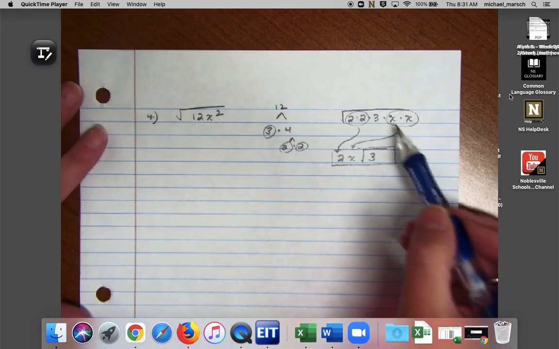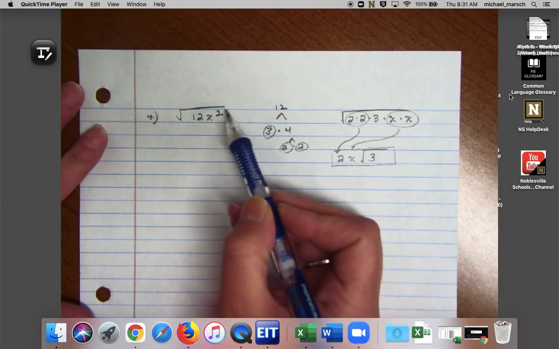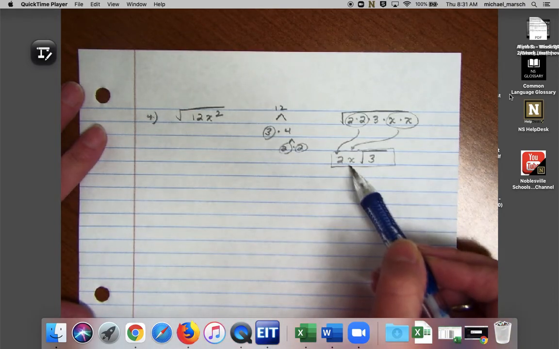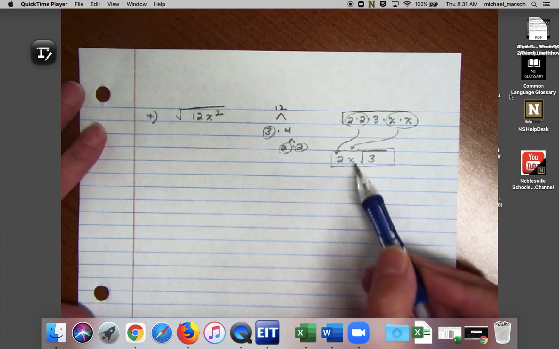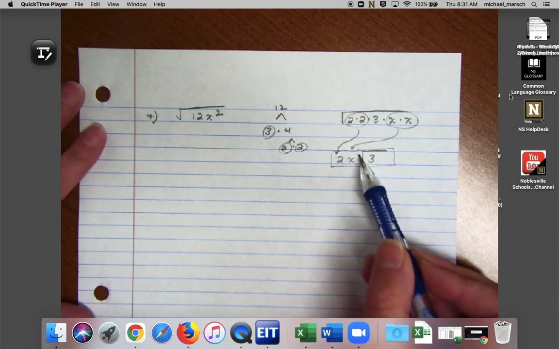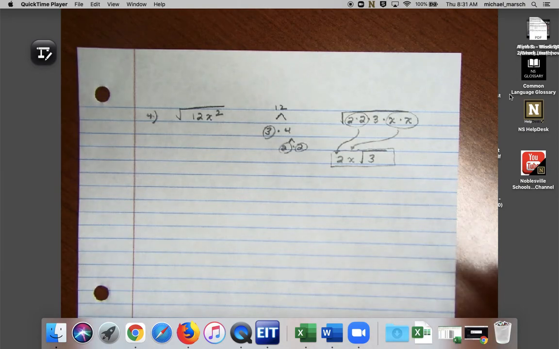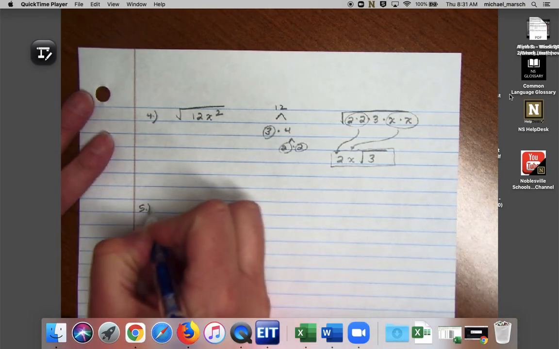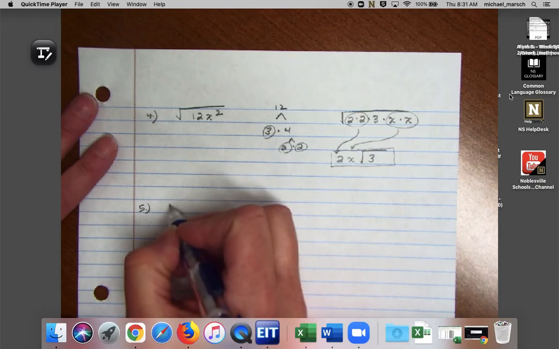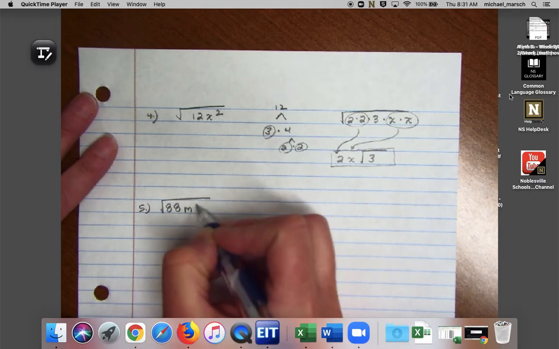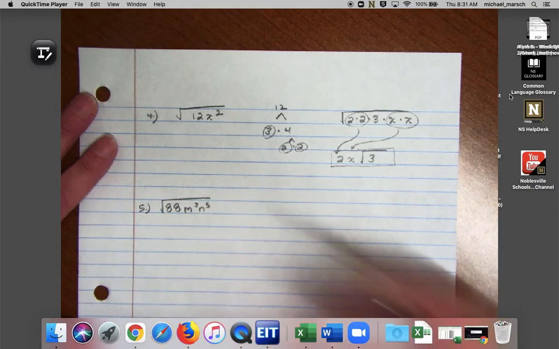Because what we're looking for is an even exponent. That tells us, okay, there's 2 x's here, so I can take 1 out. If this was a 6, I would have x to the third, because I would have 3 pairs of 2 x's. Let's do another one. Let's do square root of 88, m to the third, n to the fifth.